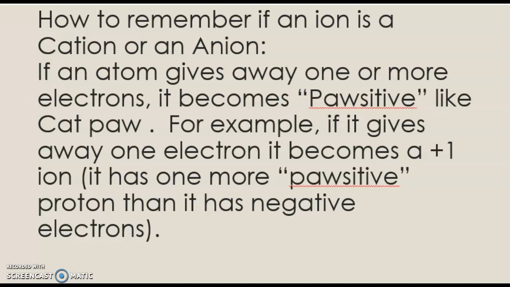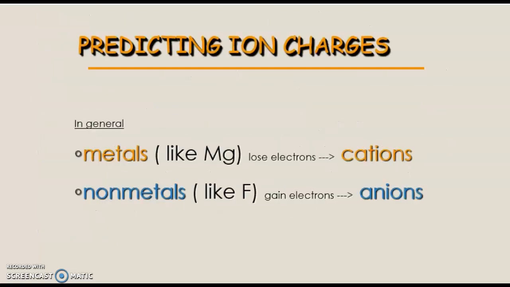How to remember if an ion is a cation or an anion. So if an atom gives away one or more electrons, it becomes positive, like cat paw. So for example, if it gives away 1 electron, it becomes a +1 ion or a cation, meaning it has 1 more positive proton than it has negative electrons since it gave that one away. Now, an easy way to remember this is that if it is a metal, it is going to lose electrons.